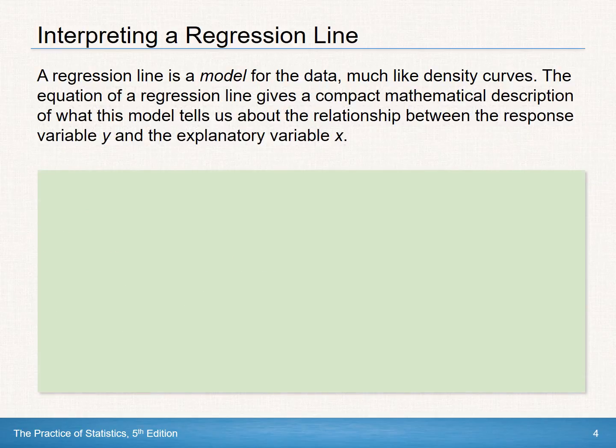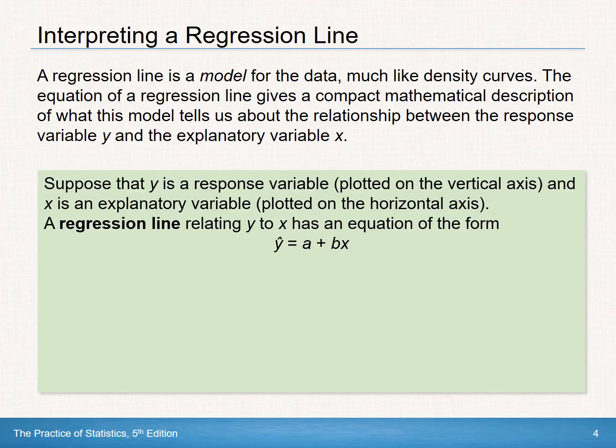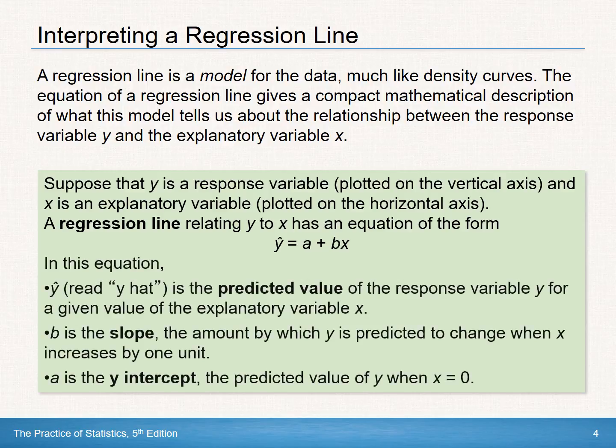So when we're interpreting, a regression line is a model for the data, much like density curves. The equation of a regression line gives a compact mathematical description of what this model tells us about the relationship between the response variable y and the explanatory variable x. So suppose that y is a response variable on the vertical axis, x is the explanatory variable on the horizontal axis. A regression line relating y to x has the equation of the form y hat equals a plus bx. In this equation, y hat is the predicted value of the response variable for a given value of x. b is the slope, the amount by which y is predicted to change when x increases by 1 unit. And a is the y-intercept, the predicted value of y when x is 0.